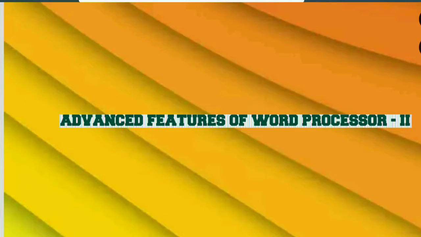So students, our chapter 3, that is advanced features of word processor 1, is now over. And we have had so many live sessions. In those live sessions, I have taught you in particular about the various features of Microsoft Word. Okay, so today we are going to start chapter 4, that is advanced features of word processor 2.